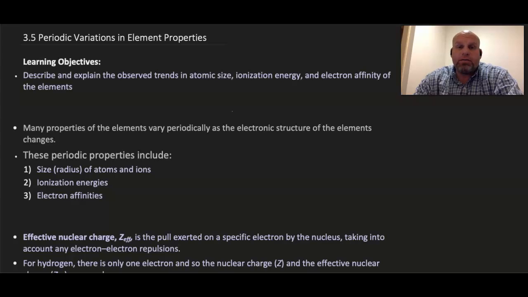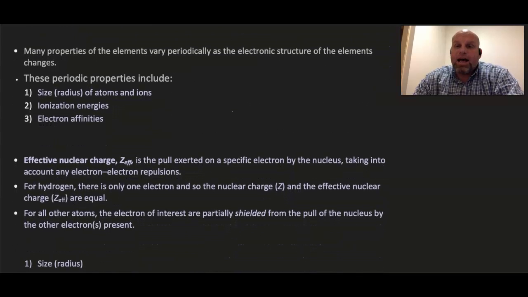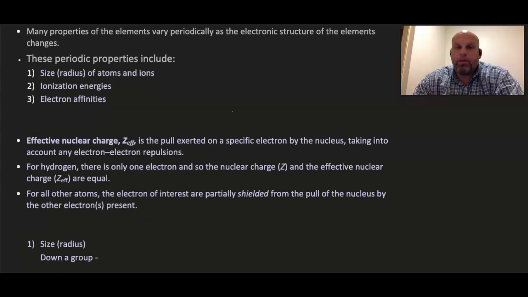You can see the learning objective is listed here. In this section we are going to focus on what are commonly known as periodic trends. There are many properties that change in a very predictable and systematic way as you move through the periodic table, horizontally across a period or vertically down a row. The properties we're going to talk about in this video are size or radius of both atoms and ions, ionization energy, and electron affinities.